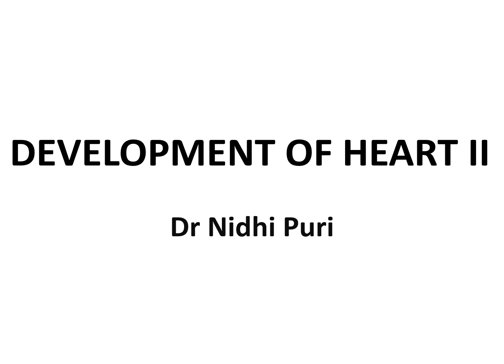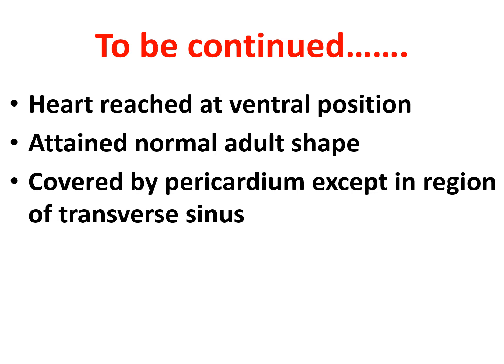Hello everyone. So here I am with the second lecture on the development of the heart. This is where we left in the previous lecture: because of the craniocaudal folding, the heart has reached the ventral position. Because of the cardiac looping, the heart has attained normal adult shape, and the pericardium is covering it all around. Now further, we will see how development of the heart takes place for the formation of various chambers and the great vessels.